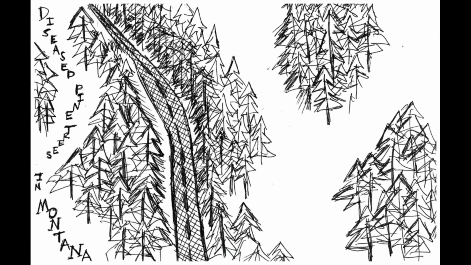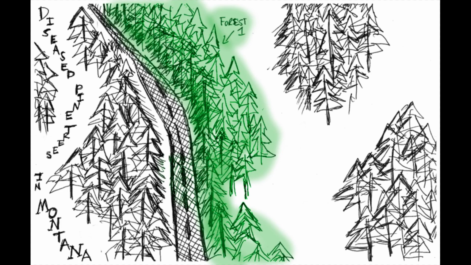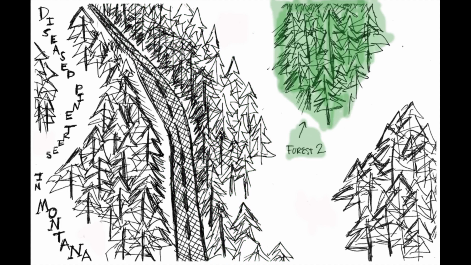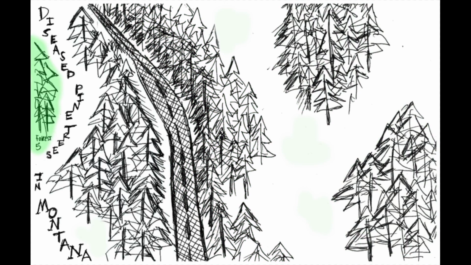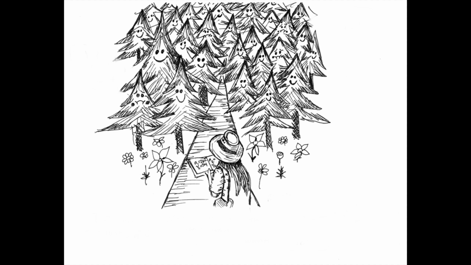Hello. So an ecologist, Emma, was studying diseased pine trees in southwestern Montana. She took data from N different pine forests. Here's Forest 1, Forest 2, Forest 3, Forest 4, and Forest 5. She took data (A_i, Y_i), where i is between 1 and N, where A_i is the known size of the ith randomly selected forest, and Y_i is the number of diseased pine trees in that forest.